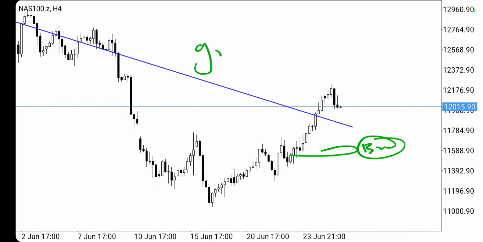Don't be greedy. Once you hit the opposing structure, just be thankful. Take what you got. That's what you were targeting, the opposing structure. The price hit that, exit. Yes, the price can continue going up like that, but you don't have to catch the whole move. Only catch the whole move if the structure allows you. If there's no resistance nearby, then you can catch the whole move.